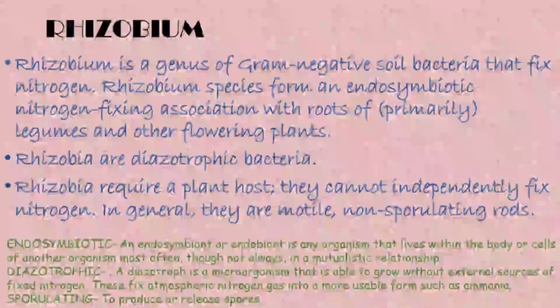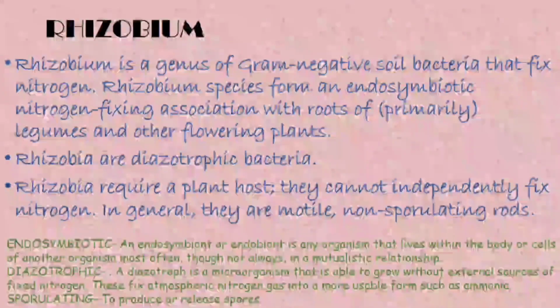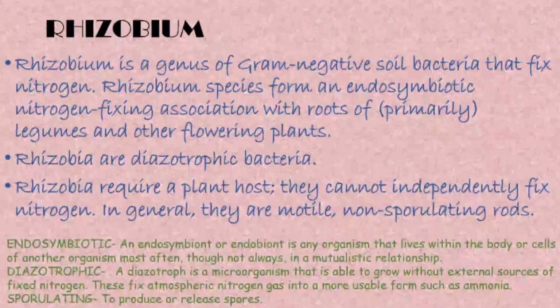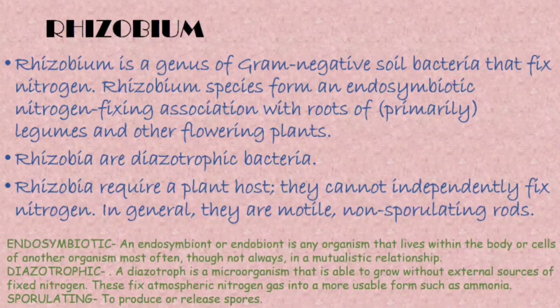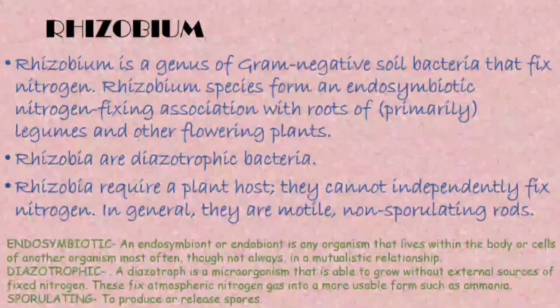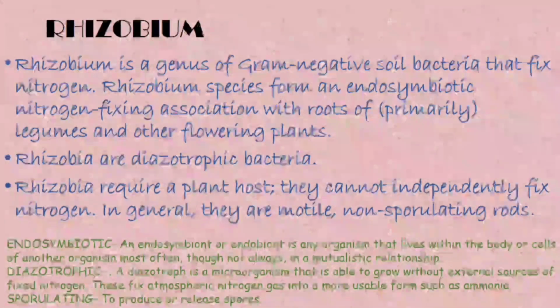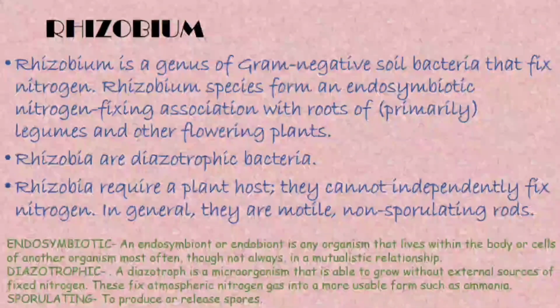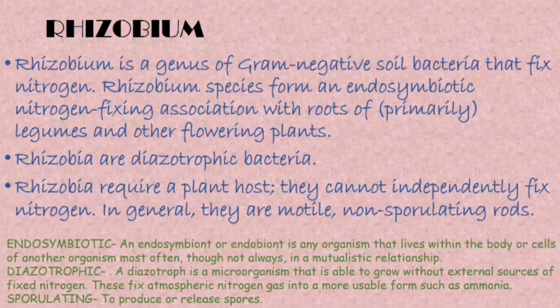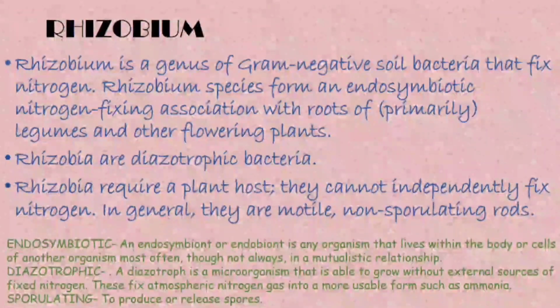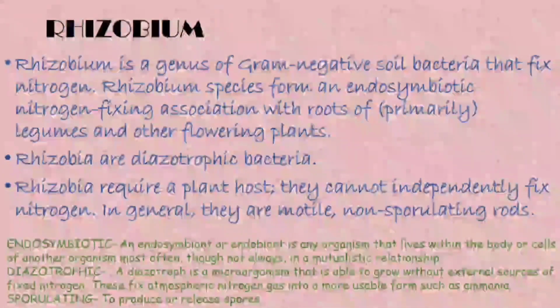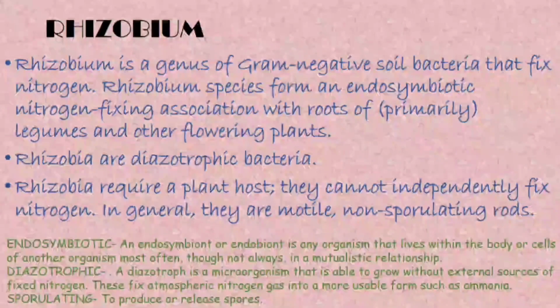Rhizobium is a genus of gram-negative soil bacteria. Gram-negative bacteria are the kind of bacteria that do not retain the crystal violet stain that is used for bacterial differentiation, and this Rhizobium is used for fixing nitrogen in plants. This Rhizobium is also endosymbiotic, and it is mostly found in the roots of legumes and other flowering plants.